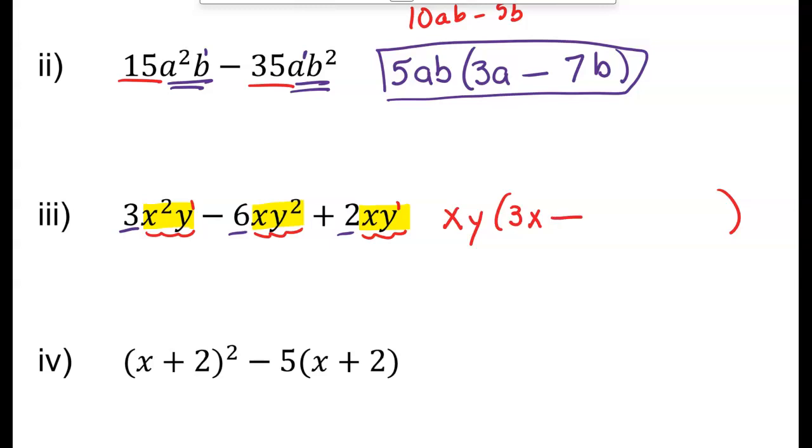Now, the subtraction sign did not go away. Did anything happen to the 6? Nope, it stays. Awesome. Then we have xy squared. What can I take out? Can I take an x out? Yes. Can I take a y out? So what do I have left? So it's going to be just 6y, correct?